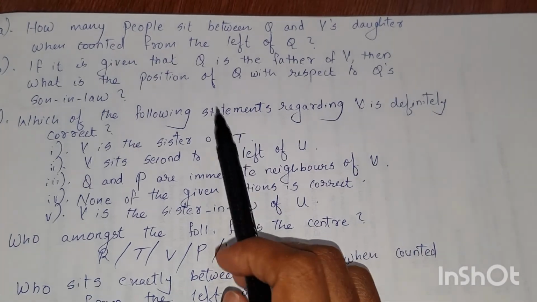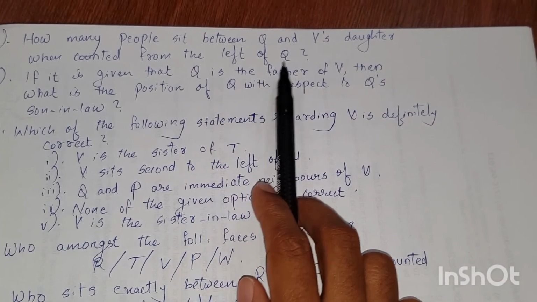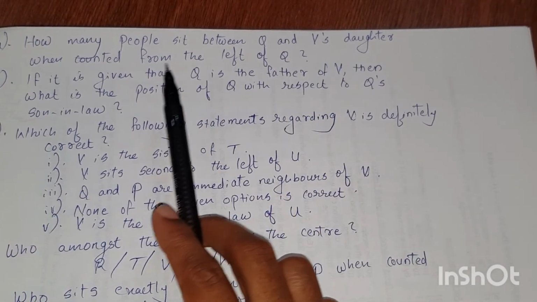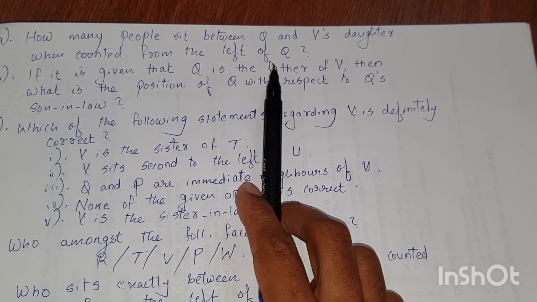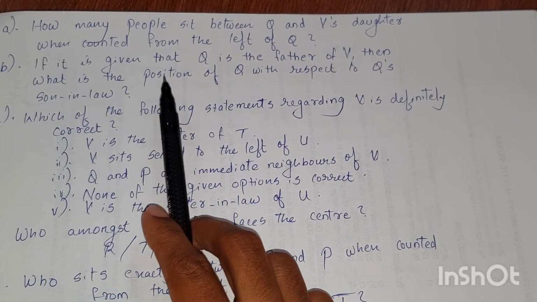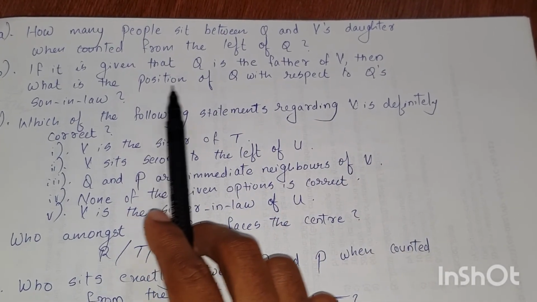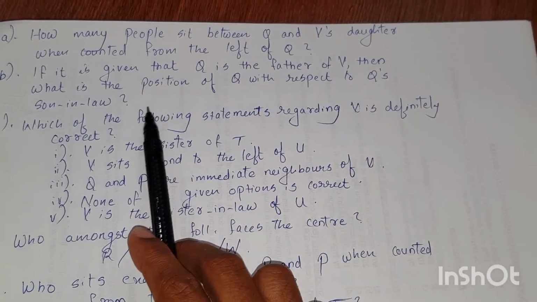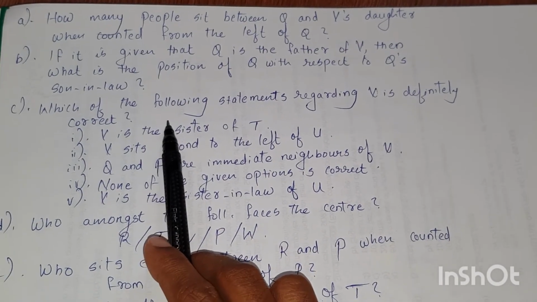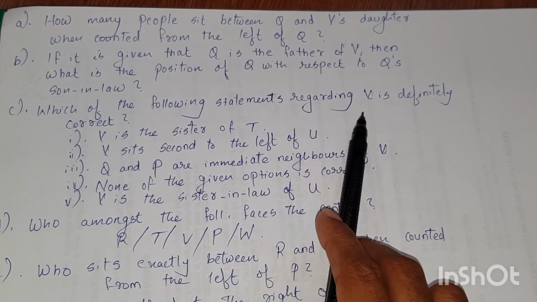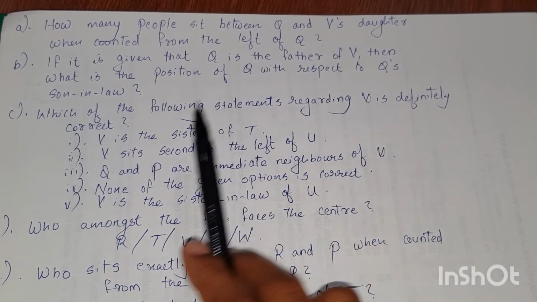And the questions are, first one, how many people sit between Q and V's daughter when counted from the left of Q? Second question, if it is given that Q is the father of V, then what is the position of Q with respect to Q's son-in-law? Third question, which of the following statements regarding V is definitely correct?